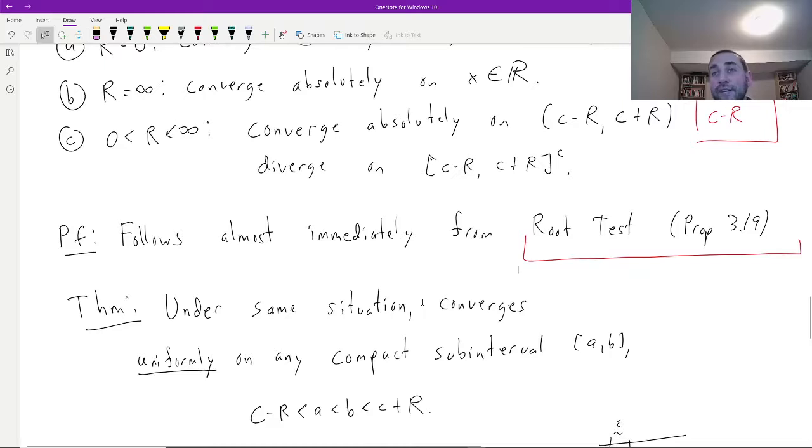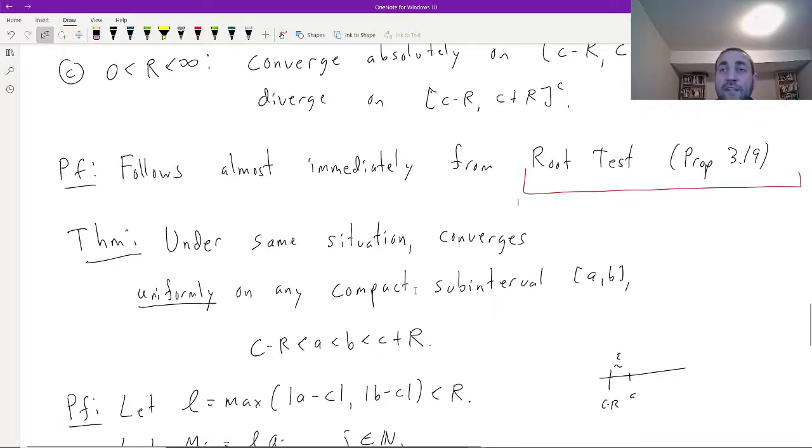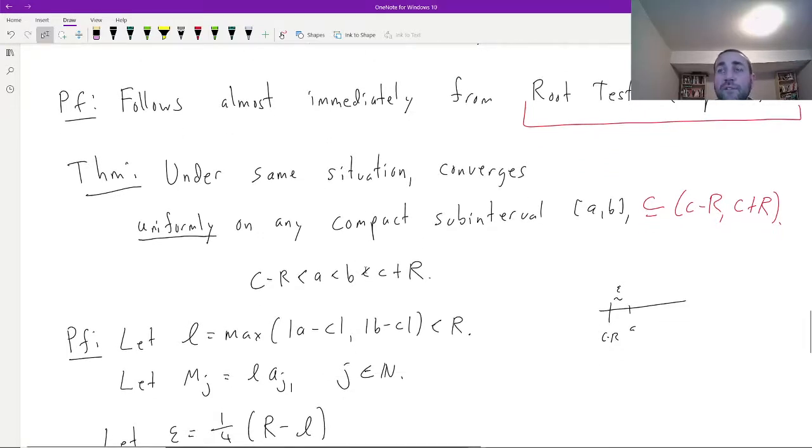Okay, so that's convergence. What about better properties? Well, it turns out that actually in the same situation, you get uniform convergence on any compact interval that's contained inside c minus r and c plus r. So in other words, we have convergence on the open interval c minus r, c plus r, and uniform convergence on any smaller interval that's contained inside of that open interval.